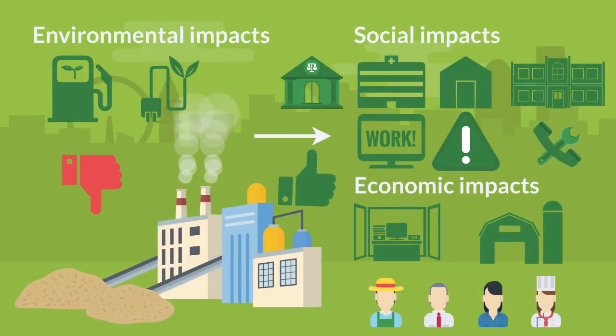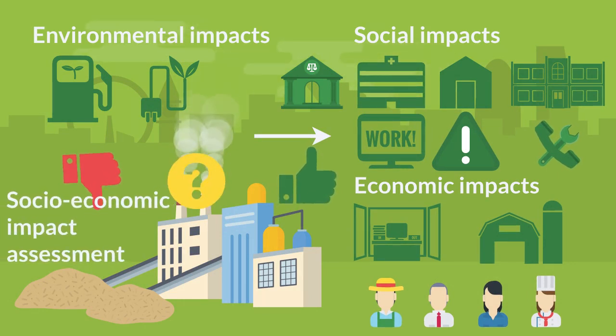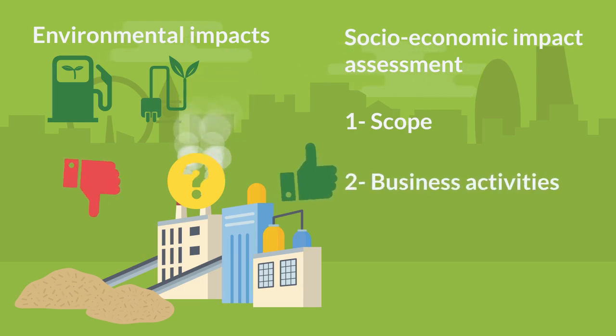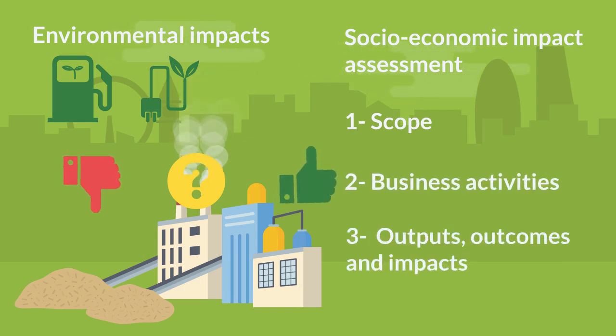Wrapping up. For your biomass project, you need to show the advantages and disadvantages for society. The socioeconomic impact assessment will allow you to do it in a structured way. Start defining the scope of your assessment. Identify the business activities. And finally, assess outputs, outcomes, and impacts.